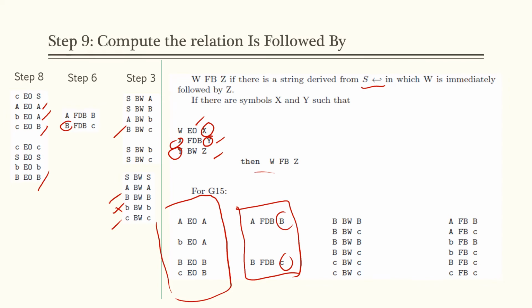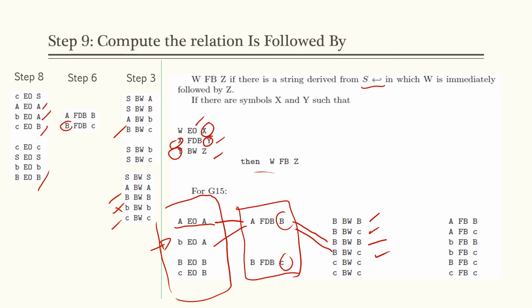Okay, so how to find it? You start with A EOA with the A FDB B. So it ends with B, so you need to start with the one with B. Here B goes to B and B goes to C. Okay, that's 2. And for the second EO, B EOA, then go to A FDB B, so it also has B BW B and B BW C.